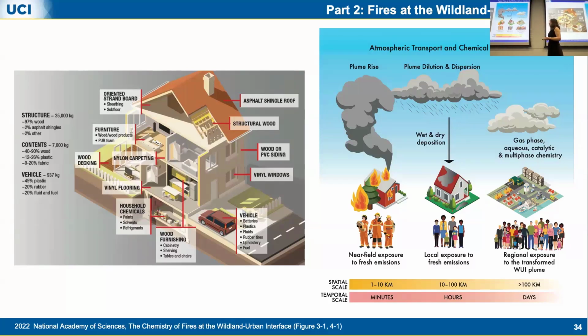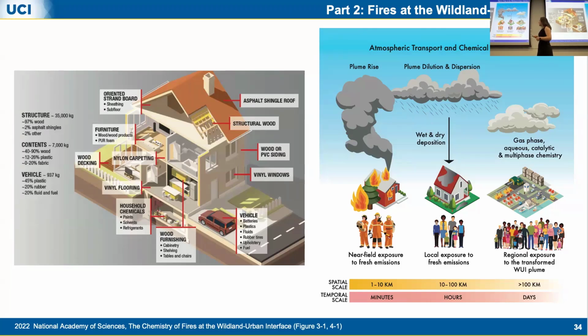And I looked in this National Academy of Sciences report from 2022, and they broke down by mass what the structure or contents of a home typically are. And what you'll see here is that the structure of a house is typically composed of woods, about 97%, which makes sense. And then about 2% is asphalt shingles, and another 2% of others, that could be like vinyl windows or glass, wood siding, PVC siding, other things like that.